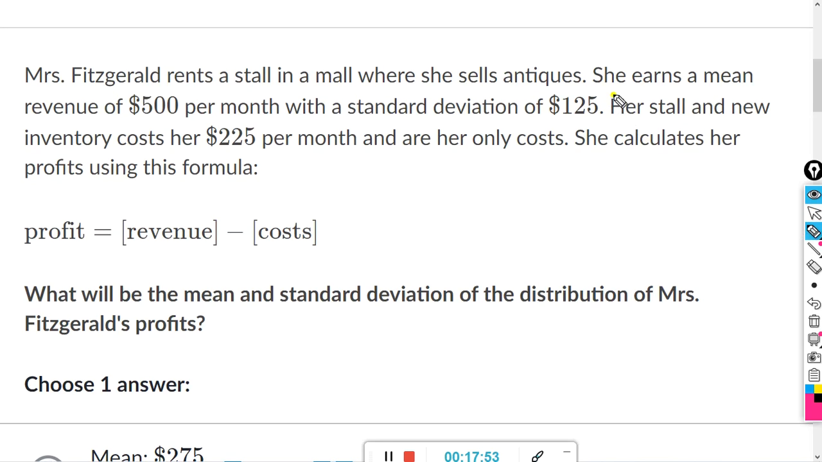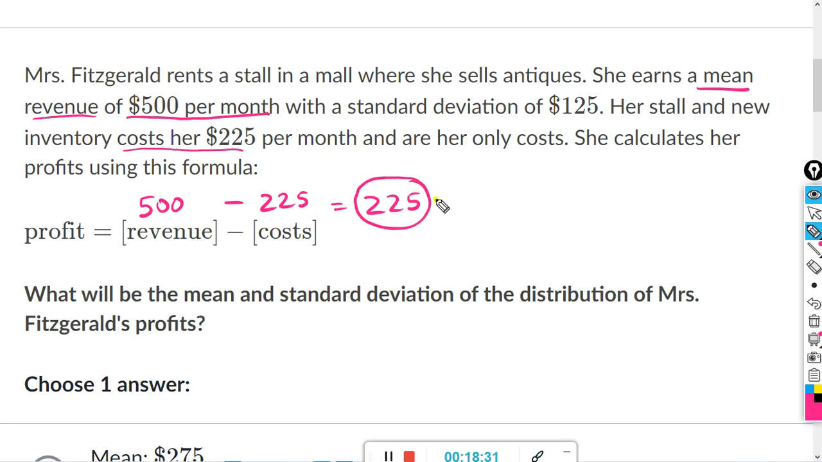Okay, let's see. First off, she earns a mean of $500 per month. So when you subtract, does it affect the mean? Yes, it does. So the mean is 500. That's her revenue, mean revenue. And her costs are $225. So it's just 500 minus 225. Okay, and that equals 225. So that's the mean, new mean, right?